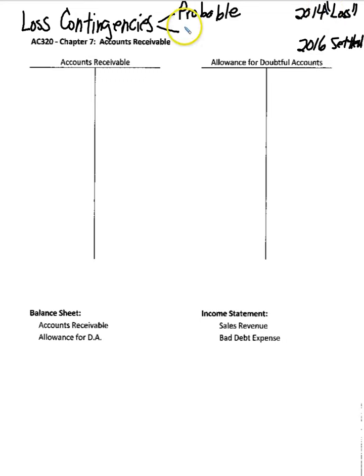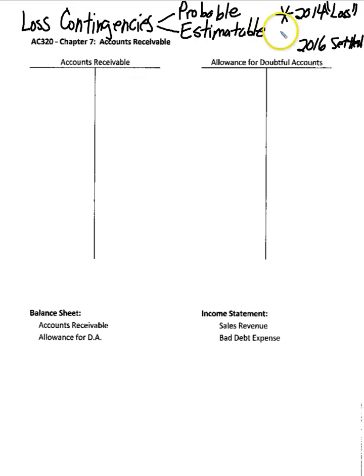But the second thing is we have to be able to estimate it. We have to be able to come up with a number. So can we estimate it? If we can put a dollar amount to it, so it's probable we're going to have a loss and we can estimate the dollar amount, then we're going to record and accrue that loss with some sort of liability. So we'll debit a loss, credit some sort of liability account in 2014.